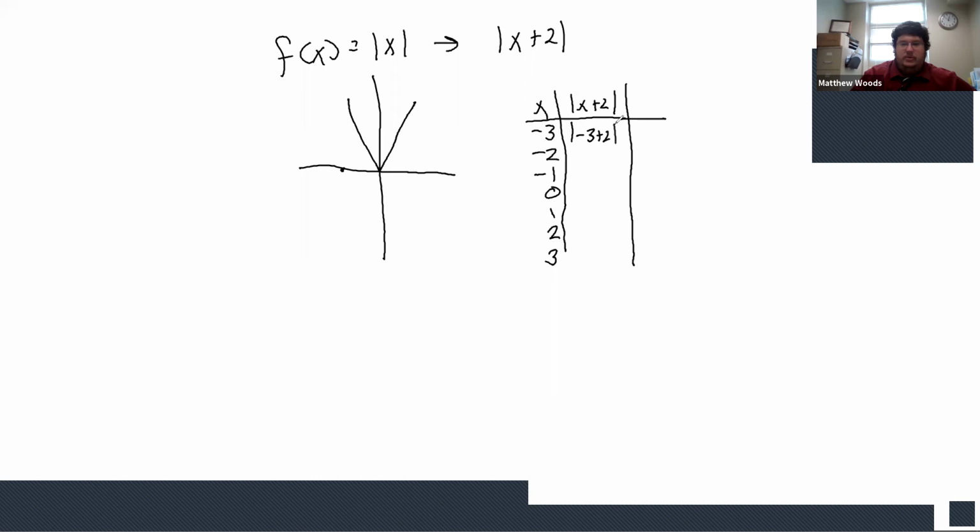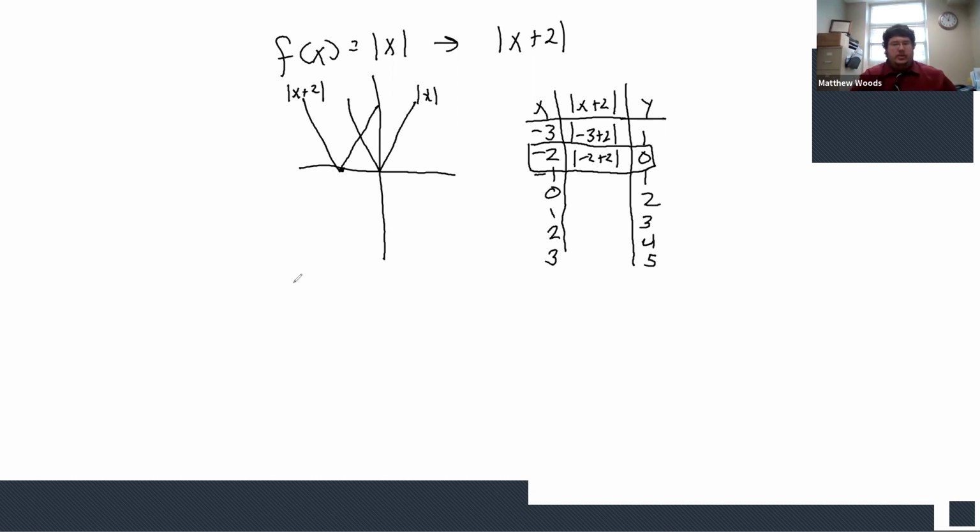Negative 3 plus 2, that's negative 1. So absolute value of that is 1. Negative 2 plus 2 is 0. Negative 1 plus 2 is positive 1. 0 plus 2, that's 2, 3, 4, 5. So now we see our 0 has moved to here. So yes, it shifts just like we thought it would. Here's the absolute value of x. Here's the absolute value of x plus 2.